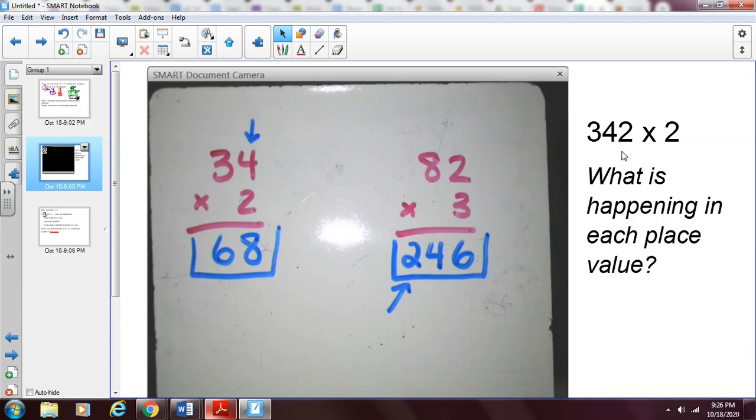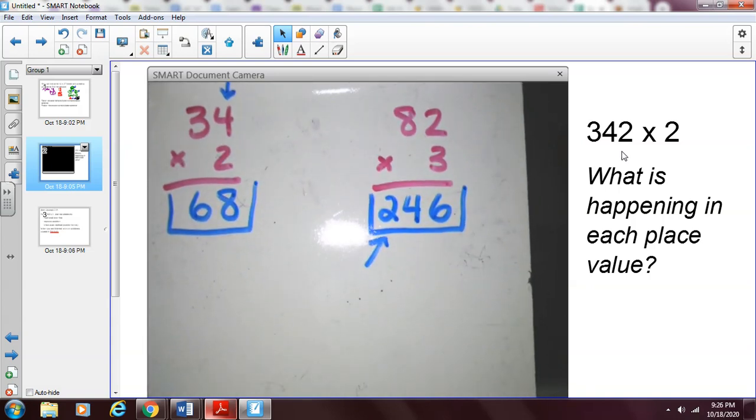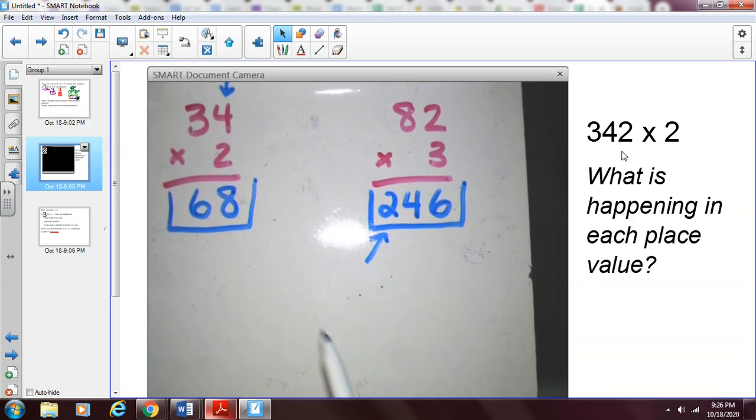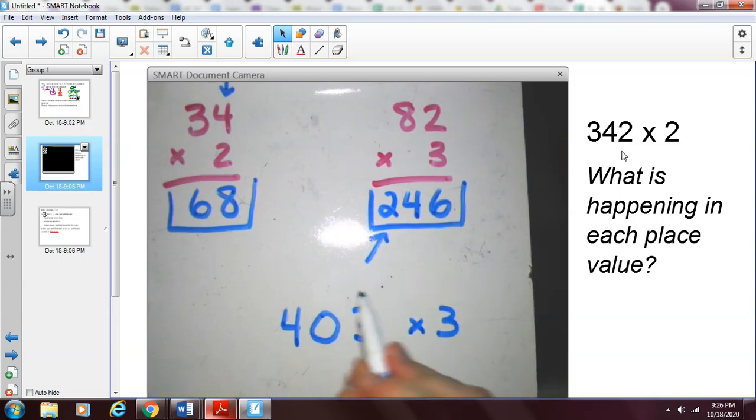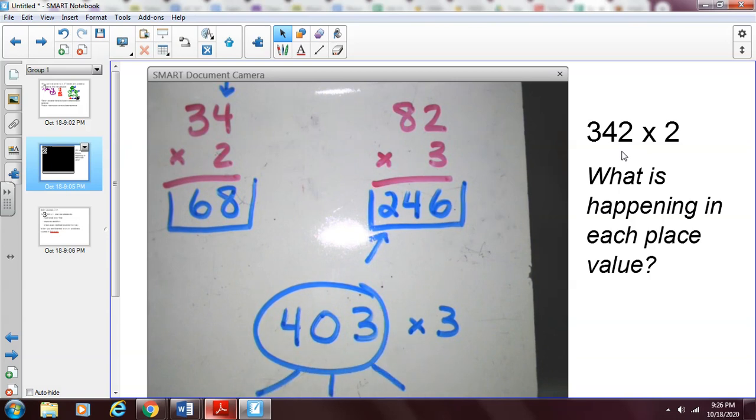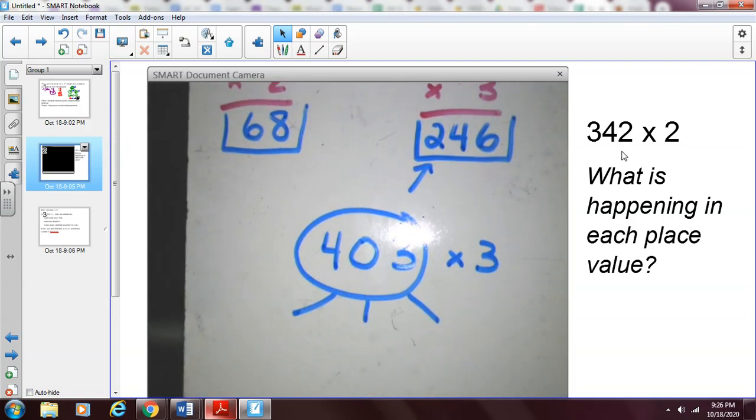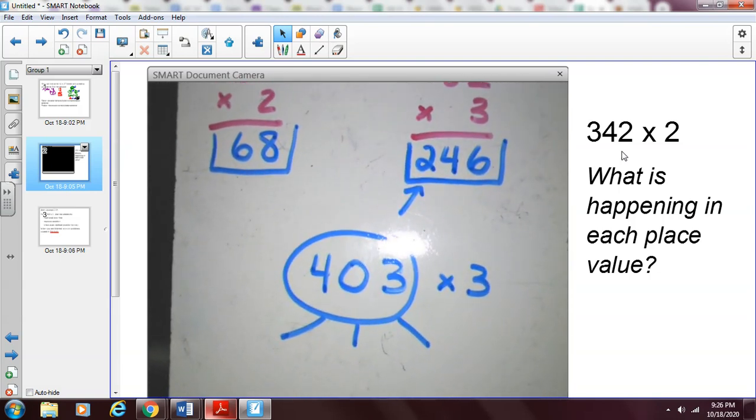I also want to take a look at a number bond example. So let's use the number bond to help us break down 403, and we'll multiply by 3. And I'm going to write it over here. So we're going to take 403 and break this down now. And I'm going to adjust my little camera. So I have 403 times 3.